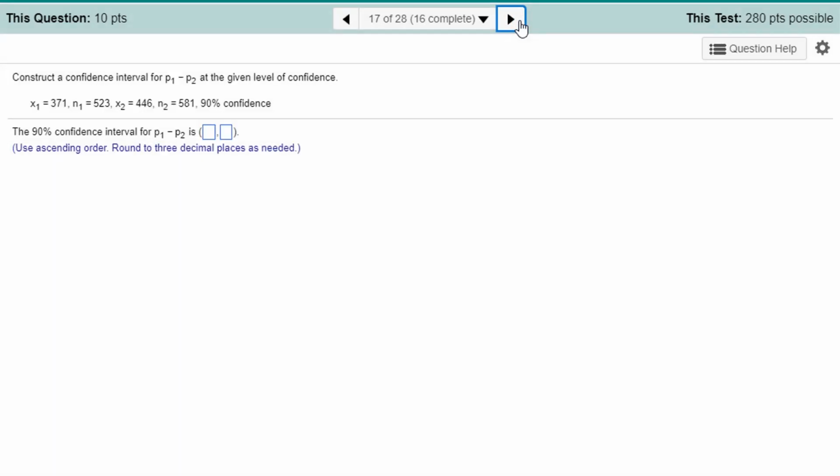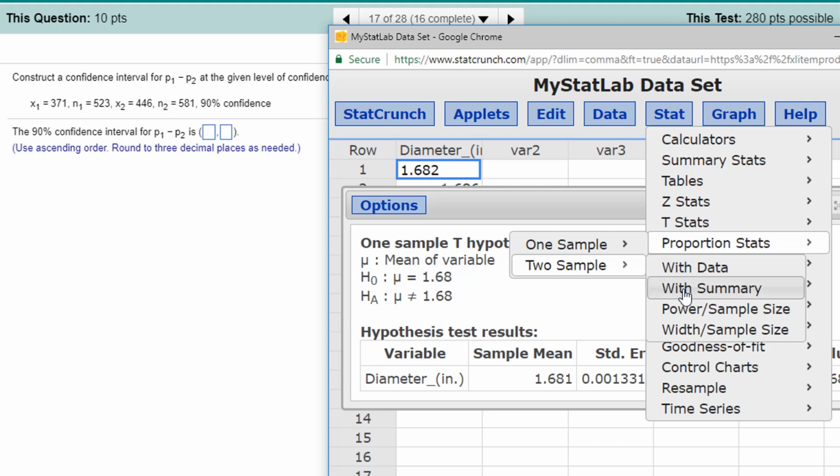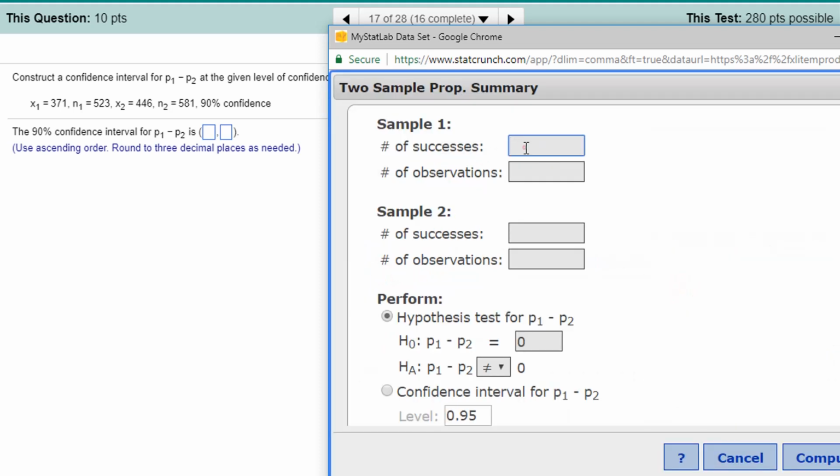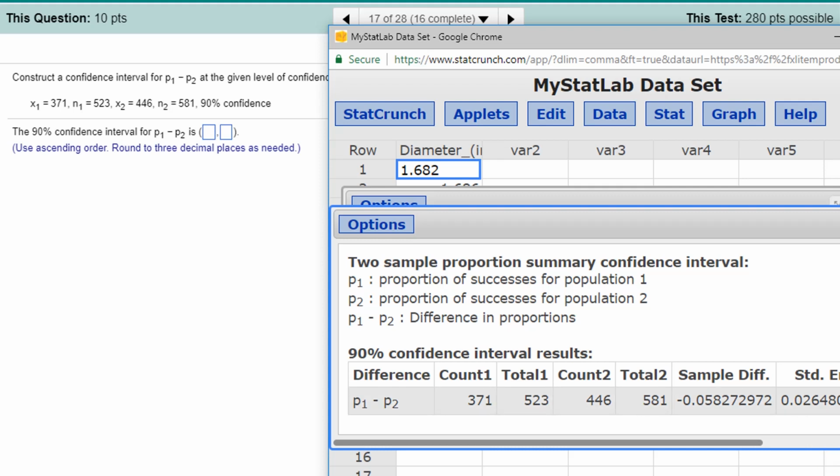Okay, a confidence interval for the difference of two proportions. They're giving us the sample stats, and I just need to open up StatCrunch and go under Stat, Proportion Stats. Now I have two sample with summary data. In the first one, I have 371 out of 523. Second sample was 446 out of 581. I'm doing a confidence interval, and my confidence level is 90. Compute it. And we got it.